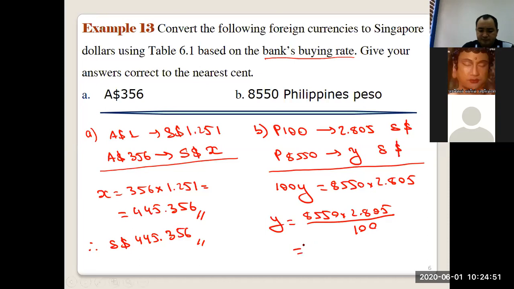That's equal to fraction 8550 is multiplied by 2.805 is divided by 100, which is equal to 239.8275, right? That's the answer. So you can get this many Singaporean dollars for 8,550 peso at this rate.